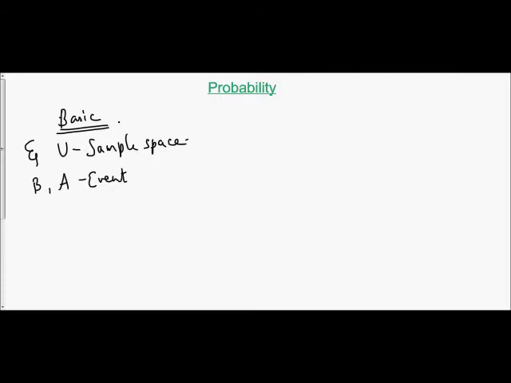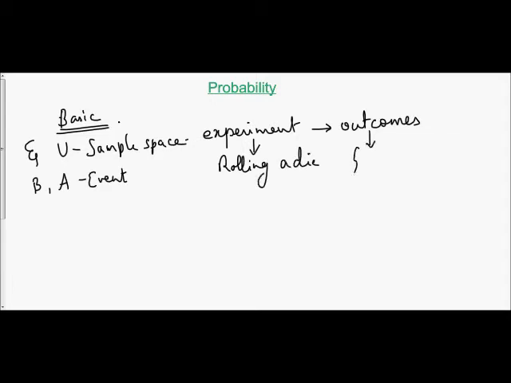Sample space is when the experiment is done and the sample space contains the outcomes of the experiment. For example, the experiment is rolling a die. Okay, the action that you are doing is the experiment, and the outcome is the set of numbers 1, 2, 3, 4, 5, 6. So this is the sample space.